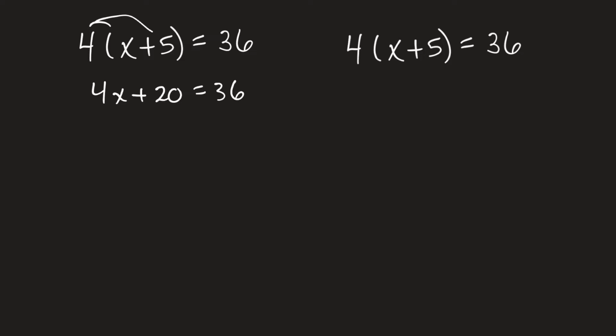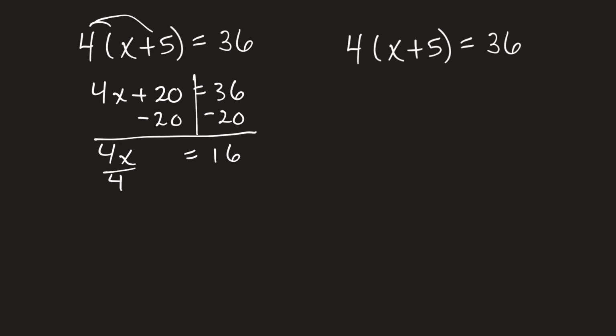So now I'd start doing what I was doing previously. I would subtract 20 from both sides of the equal sign, and I get 4x equals 16, and I would divide both sides by 4. And x is the value of 4. So x is 4. Now, that's one way of doing it. You could do it this way too.